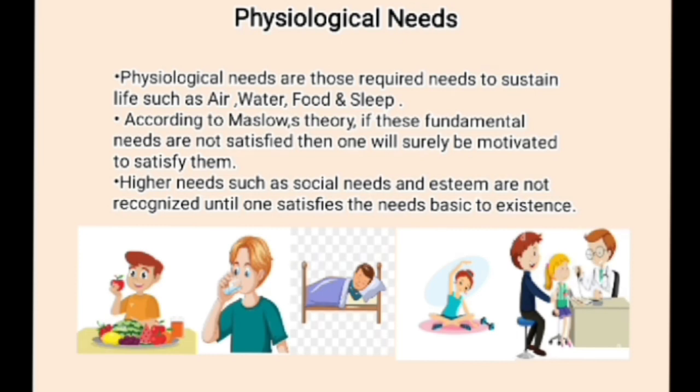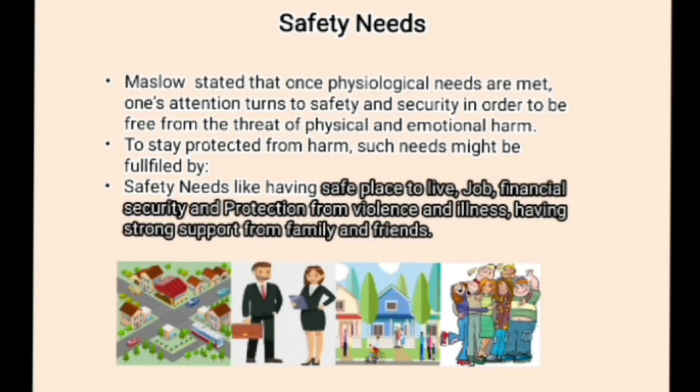Now let's understand what safety needs are. Abraham Maslow believed that safety needs are essential for human development. He defined safety needs as the need to feel secure and protected from harm. These needs include things like having a safe place to live, financial security, and protection from violence and illness. He stated that once a person meets their physiological needs, they will ultimately know how to stay safe and secure. People should then focus on their higher level needs such as love and belonging, esteem, and self-actualization.